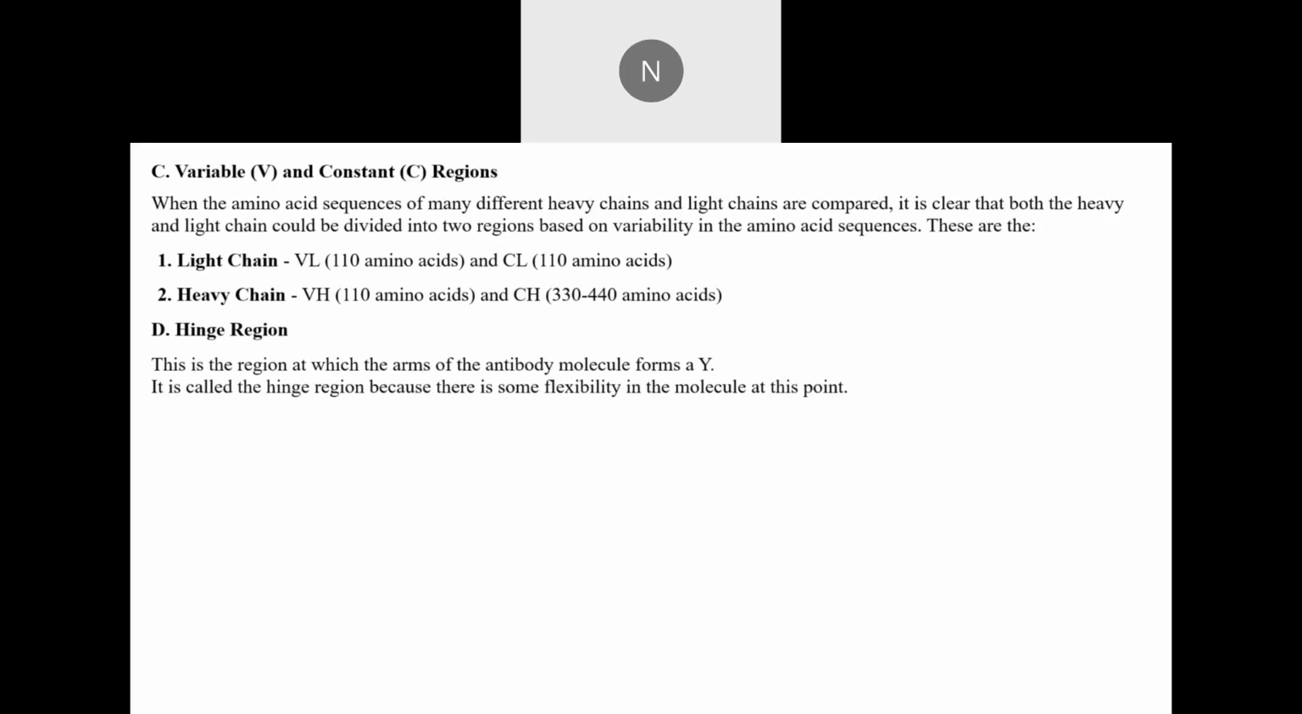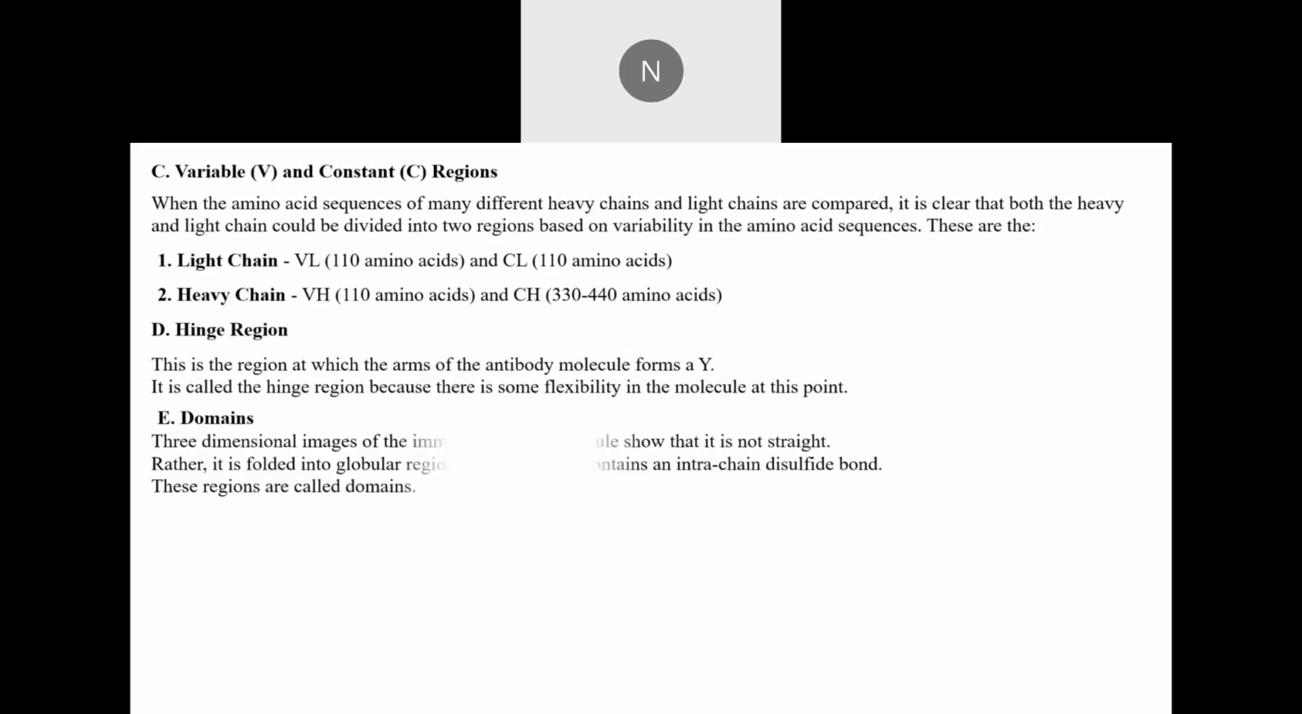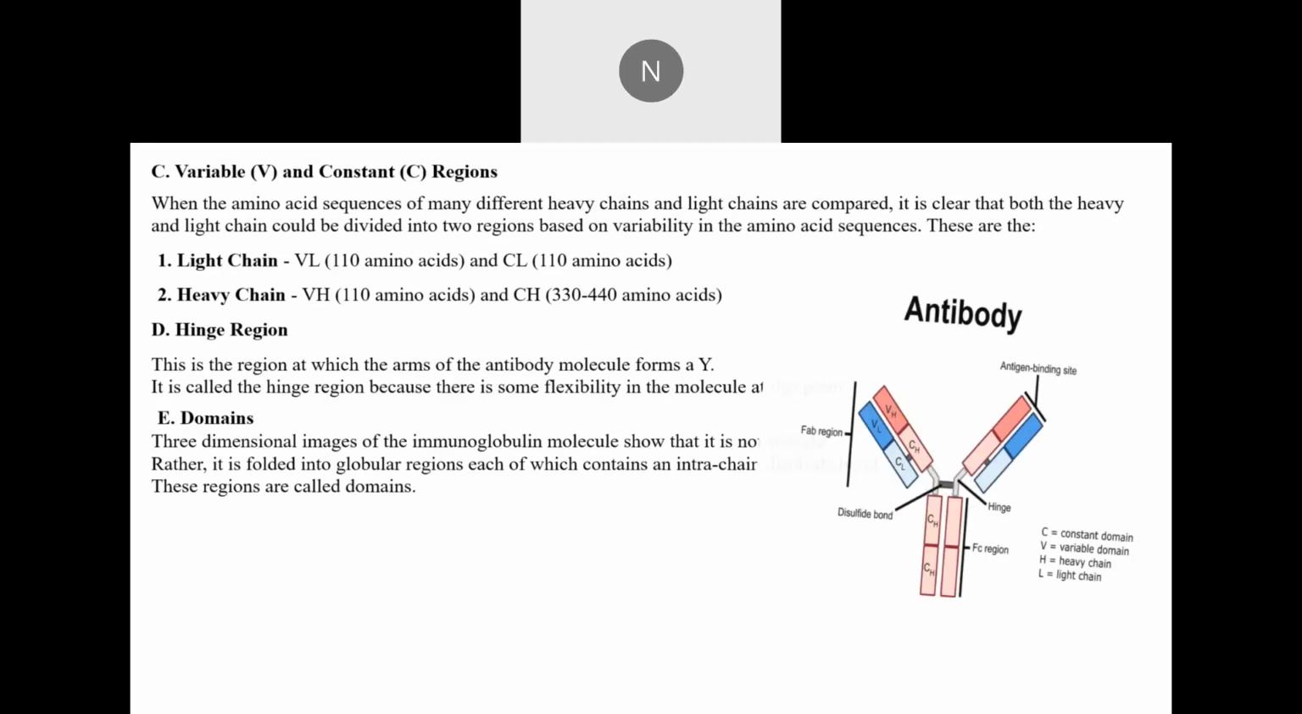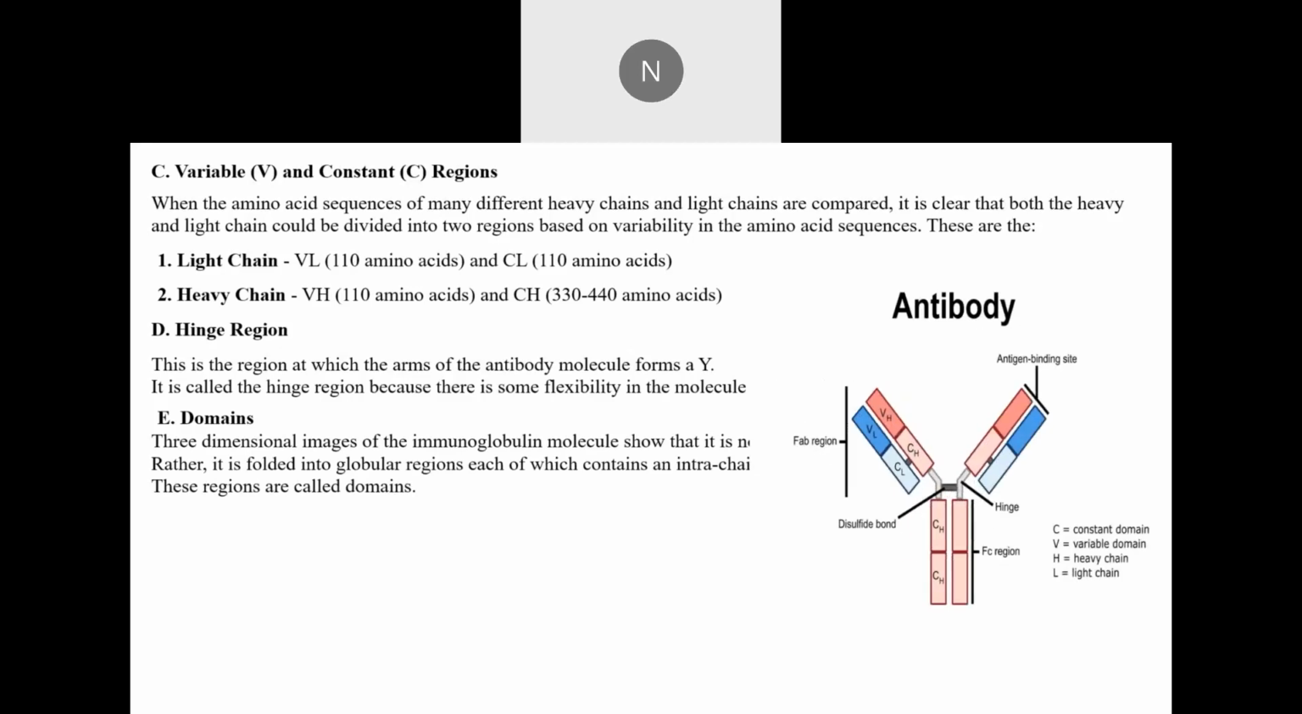In the hinge region, there is some flexibility in the molecule at this point, and there are what are called domains. The three-dimensional image of the immunoglobulin molecule is not just straight as what you see here. Rather, it is folded into globular regions, each of which contains an intra-chain disulfide bond, and these globular portions are called domains. So if you see this picture, you have the same thing in a little expanded fashion.